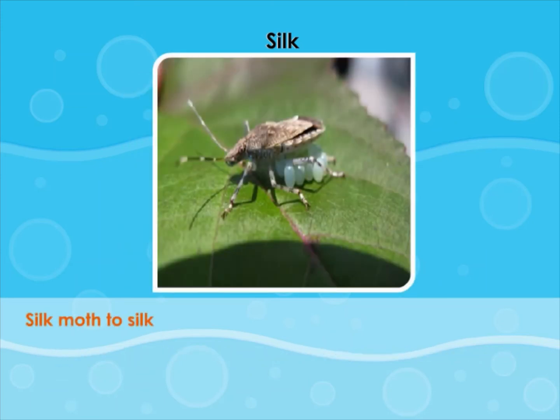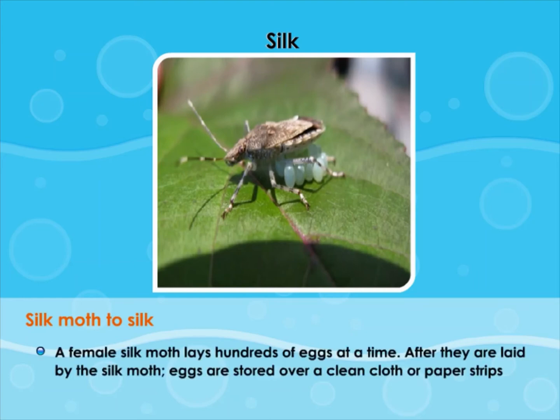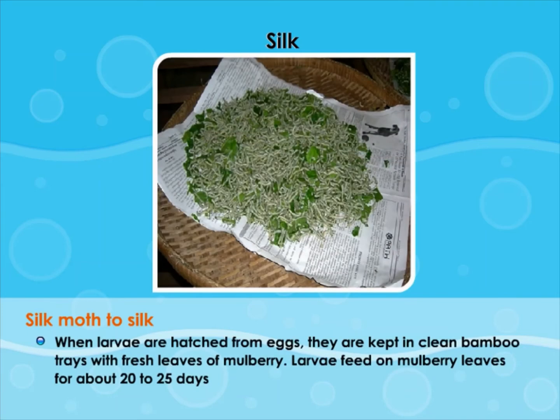Silk moth to silk. Let us understand the rearing of silkworms. A female silk moth lays hundreds of eggs at a time. After they are laid by the silk moth, eggs are stored over a clean cloth or paper strips. When larvae hatch from eggs, they are kept in clean bamboo trays with fresh leaves of mulberry. Larvae feed on mulberry leaves for about 20 to 25 days.